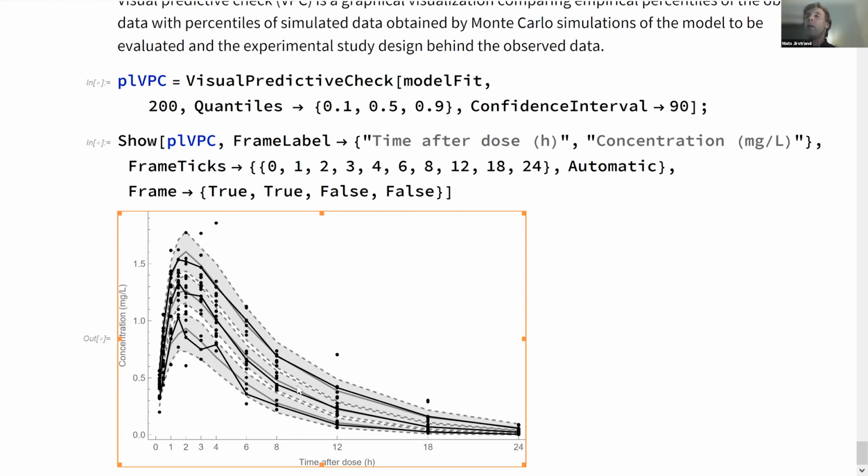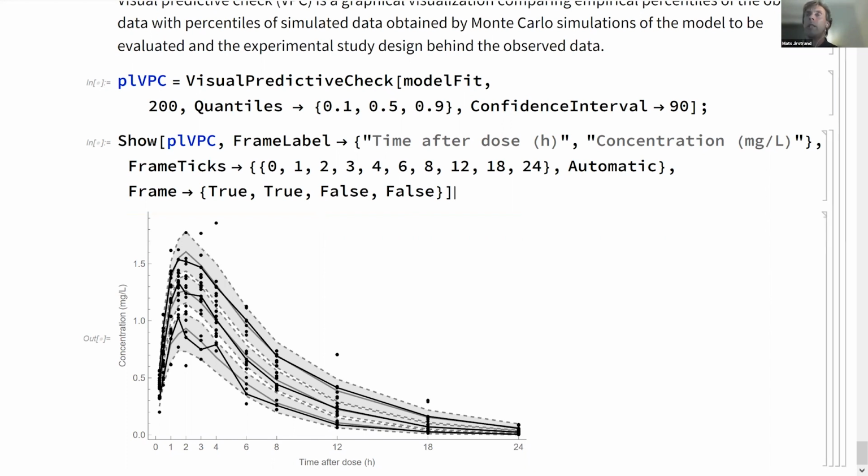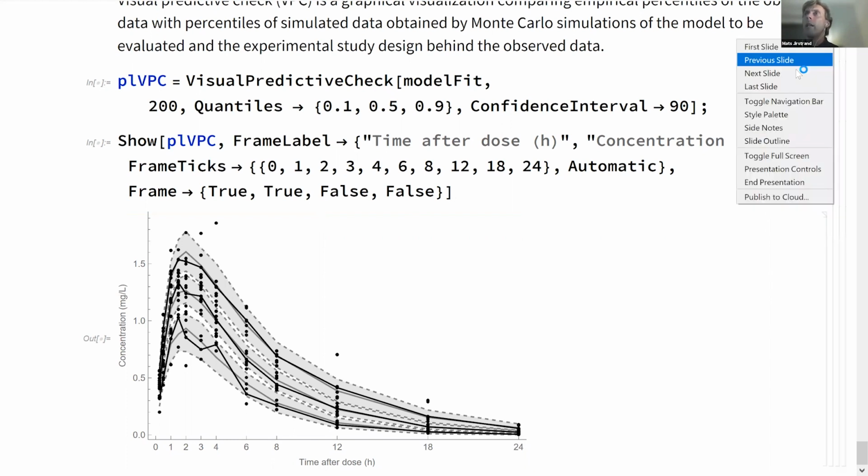So what one would like to see here is that these percentiles should be rather much on top of each other, or within the confidence band, essentially. So this is a popular tool in pharmacometrics to evaluate your models, and we have implemented that as well in our application package. All right.